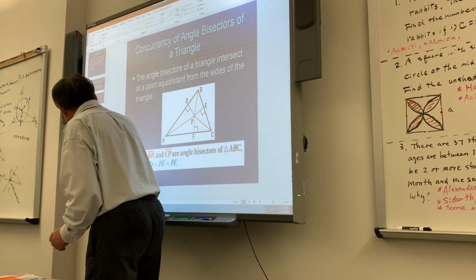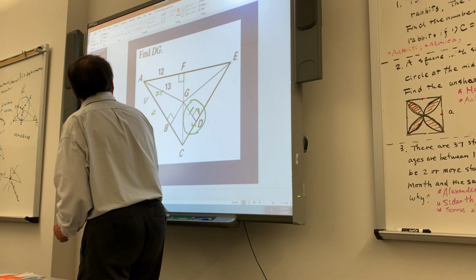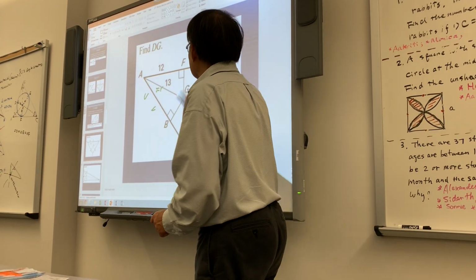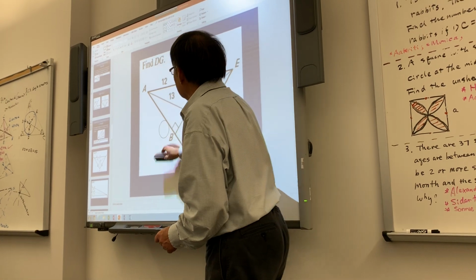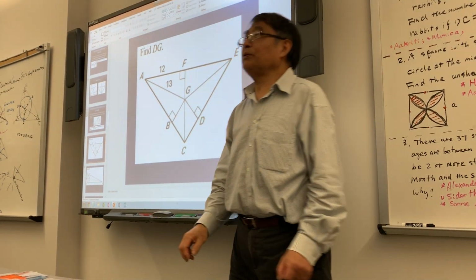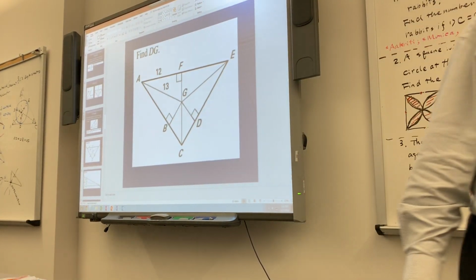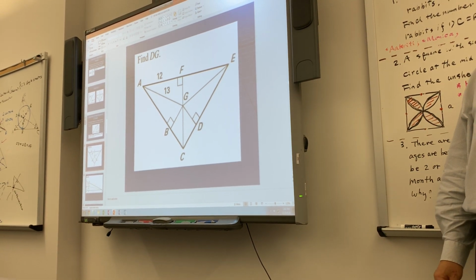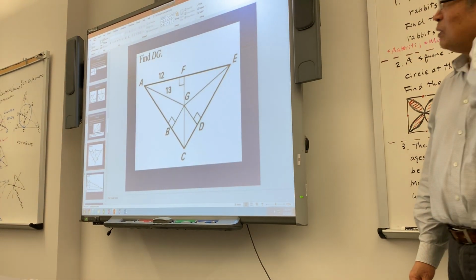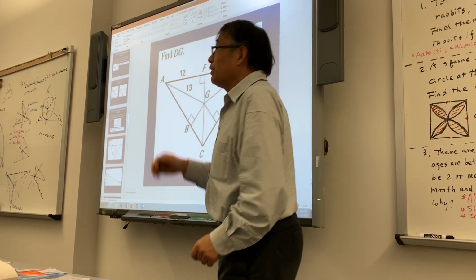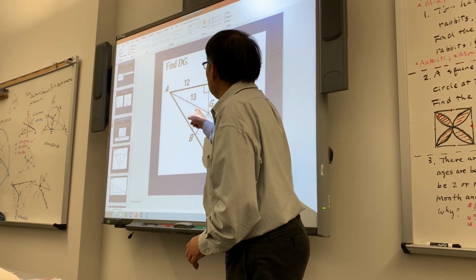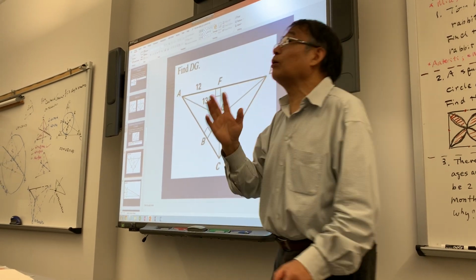Now, find the length of segment DG. Who is a volunteer? Raise your hands, please. Yeah, those three must be angle bisectors, yes. EG, AG, GC must be angle bisectors, yes.